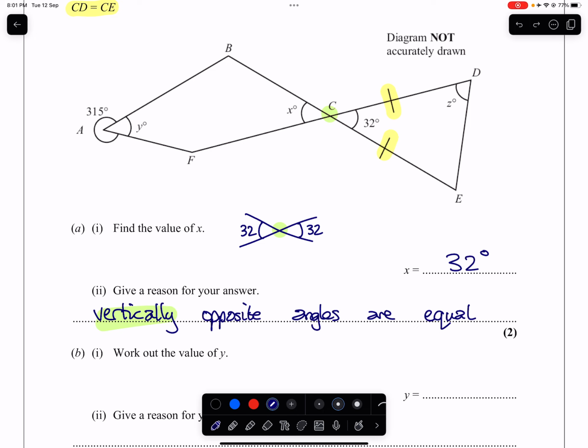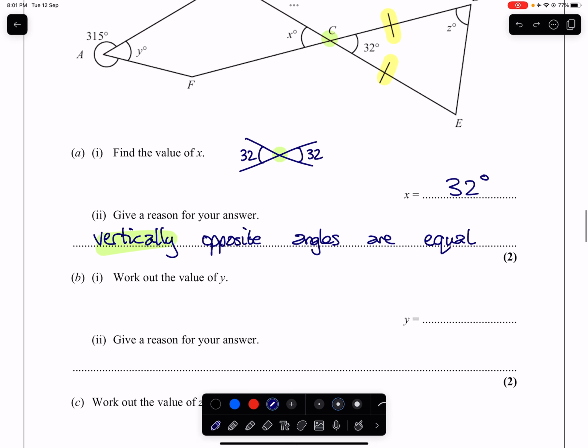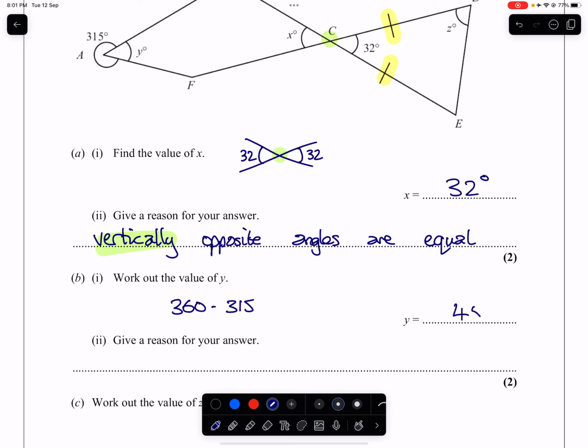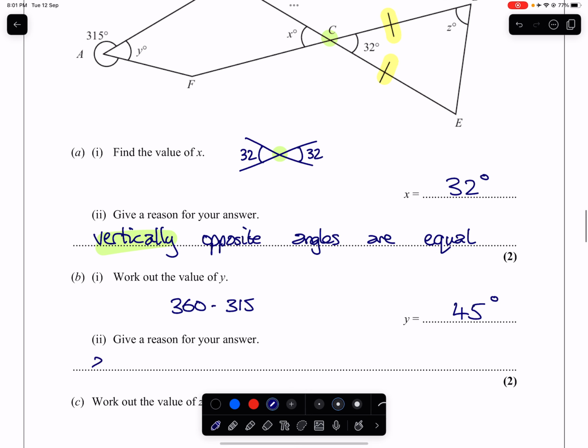So the angle here that we have for y is missing from this part here to make it a full turn. So we have 360, take away 315, which will give us 45 degrees. We can say angles in a full turn or angles round at a point add up to 360. That's our reason.